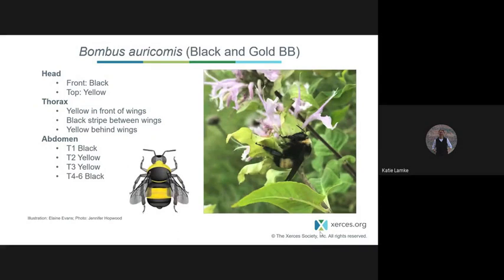And a species that's easily confused with pennsylvanicus is Bombus auricomis, or the black and gold bumblebee. The key characteristic here between the two, though, is that this bee has yellow hairs on top of its head. So if you look really closely at the photo, you can see that there's a very small patch of yellow hairs on top of this bee's head. But other than that, the color pattern is very similar on the thorax as well as the abdomen compared to pennsylvanicus.